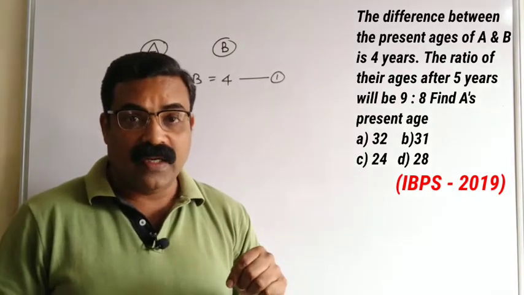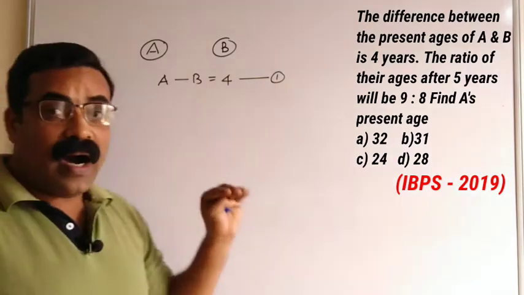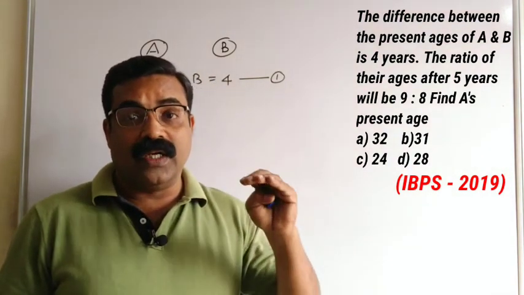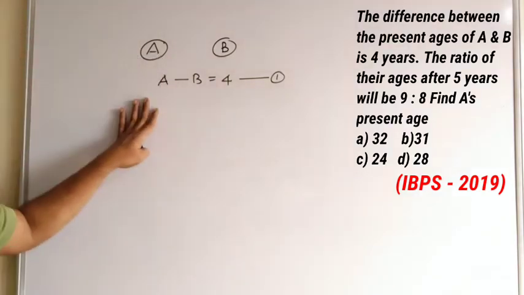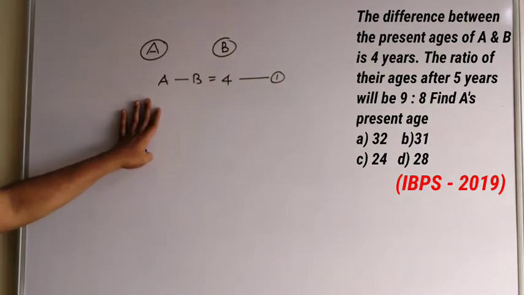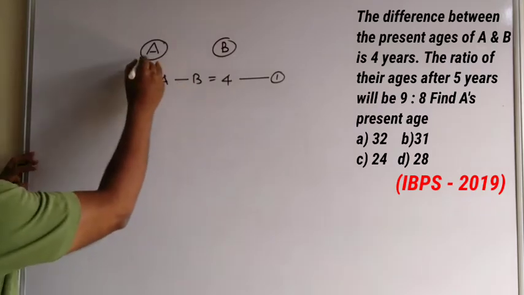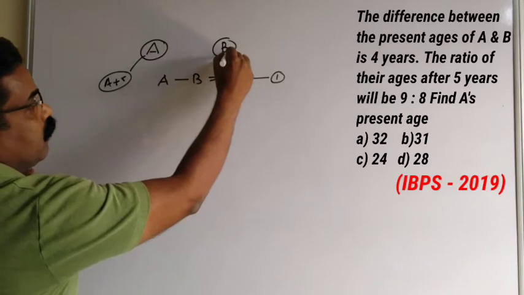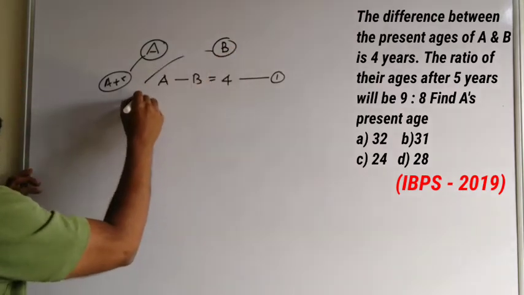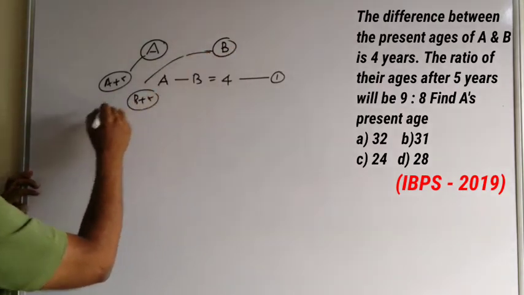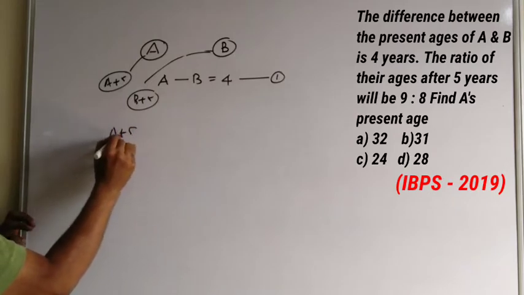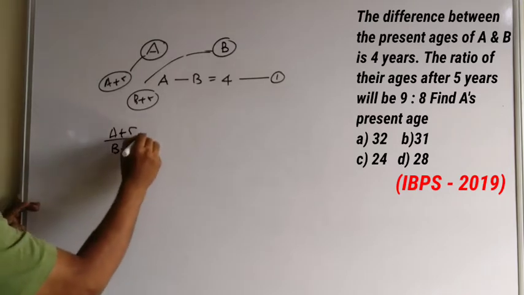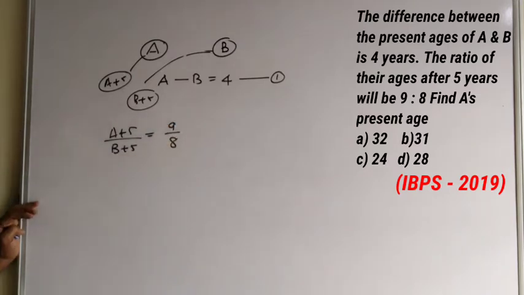Now it is also given that after 5 years their ages will be in the ratio 9:8. So accordingly, we can write: after 5 years, A will become A plus 5 and B will become B plus 5. That means A plus 5 divided by B plus 5, that ratio, is equal to 9/8.